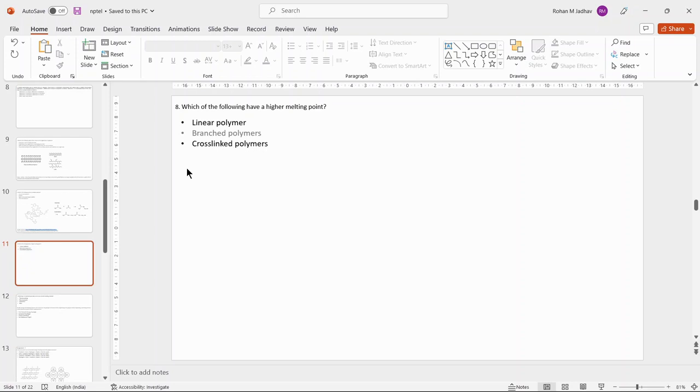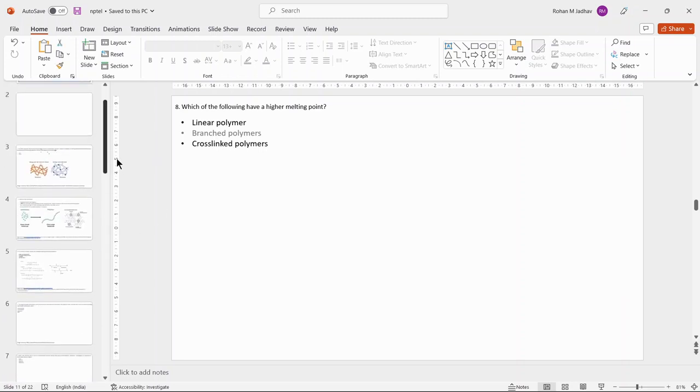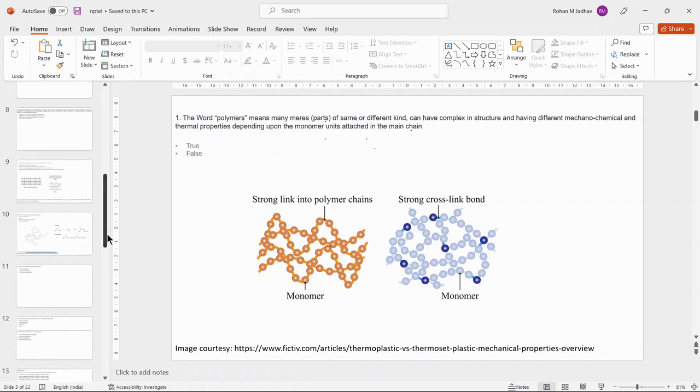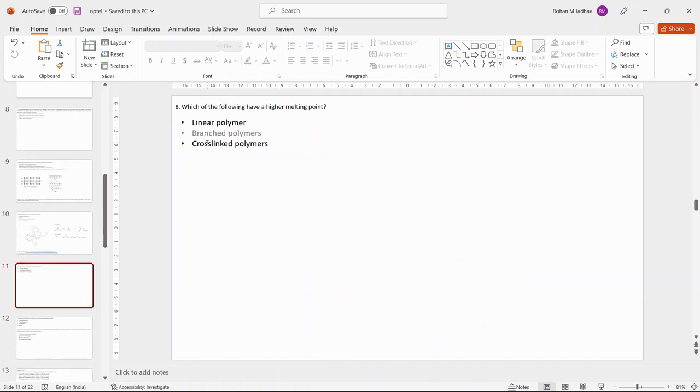Now next come the cross-linked polymers. Cross-linked polymers have cross-linking between individual chains. Again, we come back to the same concept: forming strong cross-link bonds between individual polymer chains makes the entire polymer rigid, because of which the movement of the individual polymer chains becomes hard, and because of this, it is able to withstand that much heat. So the answer to that question is that cross-linked polymers have higher melting points.